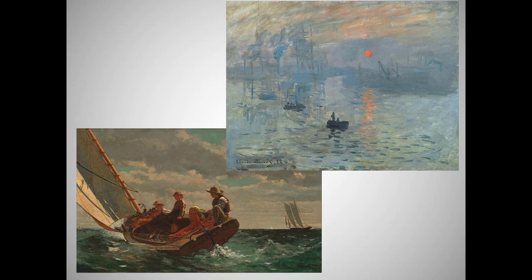Bottom left is a painting by Winslow Homer, an American painter, a somewhat romantic realist. On the upper right is the painting by Monet that gave Impressionism its name. Clearly, Monet moves closer to abstraction. But what do these paintings have in common? Well, each intends again to capture that fleeting moment.